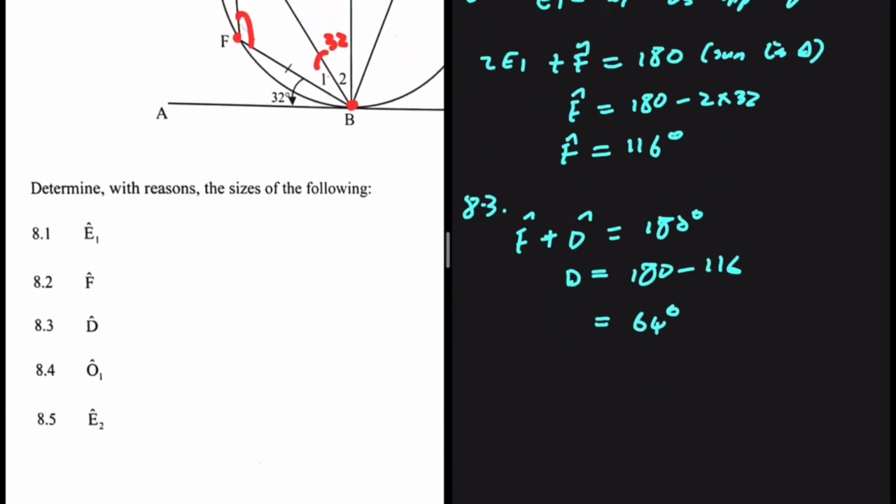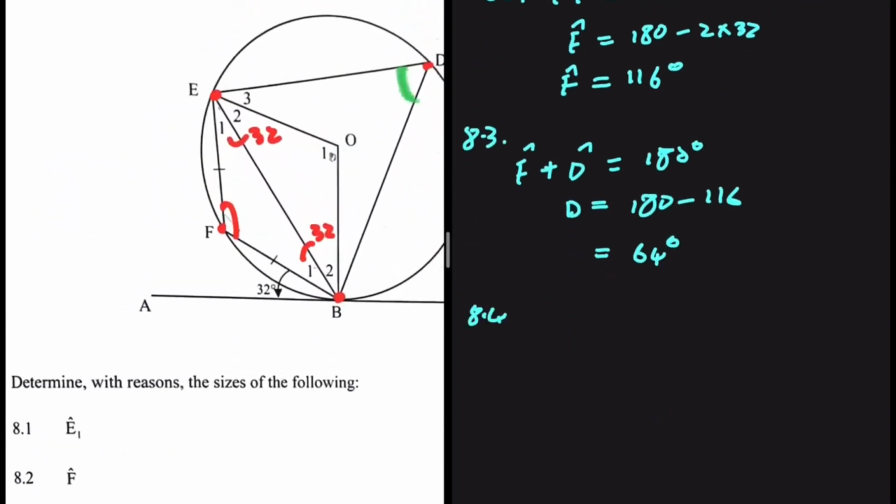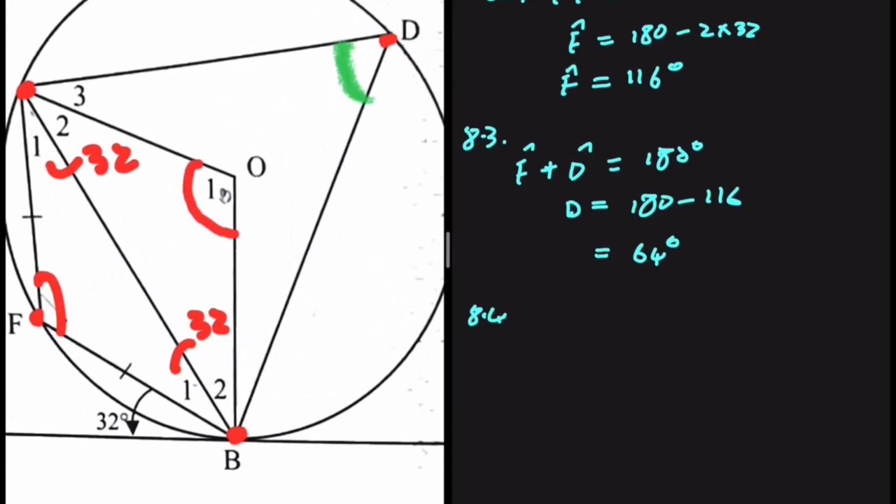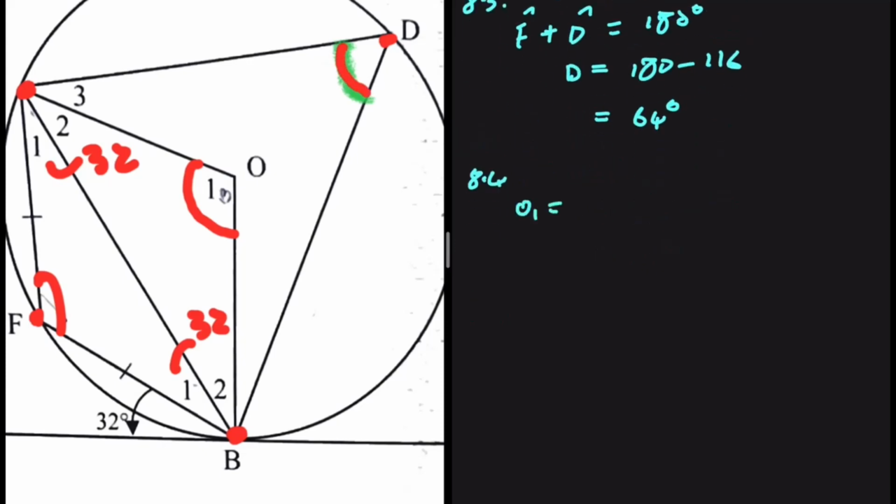Let's see what else we need to find. We need to find the size of angle O1. So O1, it is at the center of the circle. Well, without thinking too much, the angle at the center of the circle is twice the angle on the same arc that is on the circumference of the circle. So that is our angle D. So what are we saying? We're saying that O1 is equal to 2 times angle D. Angle at center is 2 times the angle at the circumference. They have to be in the same arc or subtended by the same chord. So O1 is 2 multiplied by 64, that is 128. So O1 is 128 degrees.